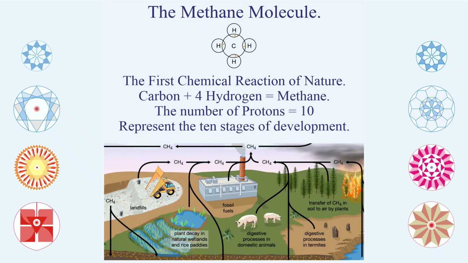Now, to come to the question of the first molecule made by nature: it was methane. That is 1 carbon with 6 protons and 4 hydrogen, which is methane, so 10 protons, and that represents 10 stages of development itself. You can see in this picture very clearly how methane is made and how methane is used to produce carbon dioxide thereafter. I think that is the starting point.